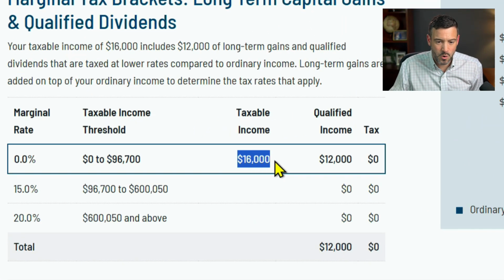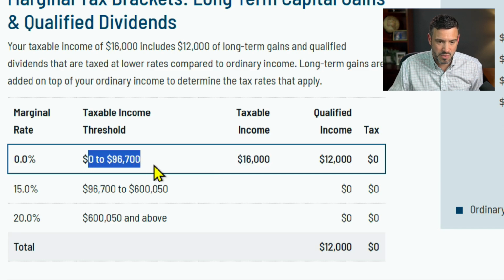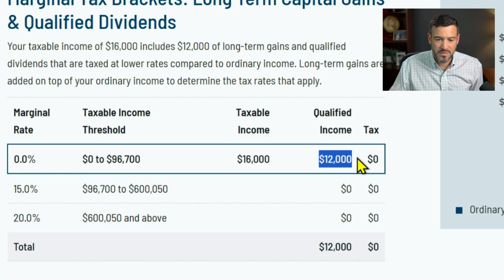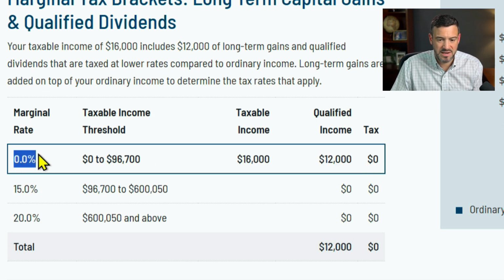Now here's the trick, because ordinary income goes against your long-term capital gains and qualified dividend brackets, but long-term capital gains and qualified dividends don't go against your ordinary income brackets. So here you can see the total amount of taxable income is going to fill up this bracket, but only the qualified income, that $12,000 worth of qualified dividend income, is going to be taxed at the 0% tax rate. Now, I know everybody can't live off of $40,000 a year, and that's okay. I wanted to start with some lower numbers so that we can see how everything builds on each other.